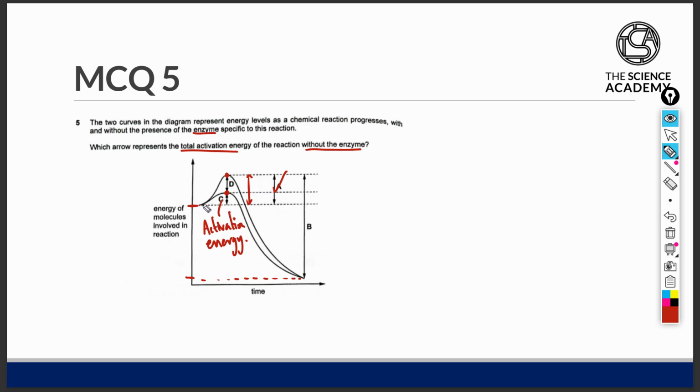C is actually the new activation energy of the catalyzed reaction. D is the amount of energy that the enzyme managed to lower, and B is the energy difference from the peak of the activation energy and the products.